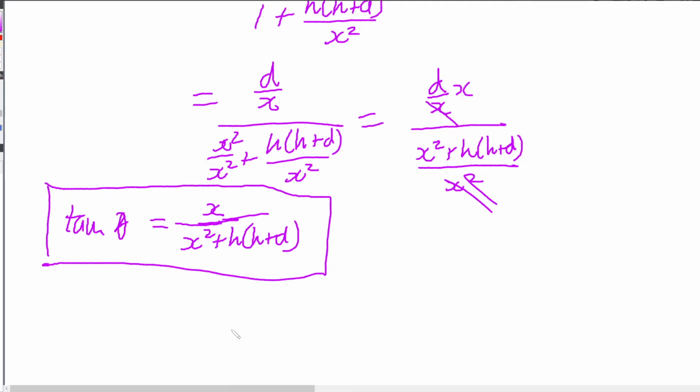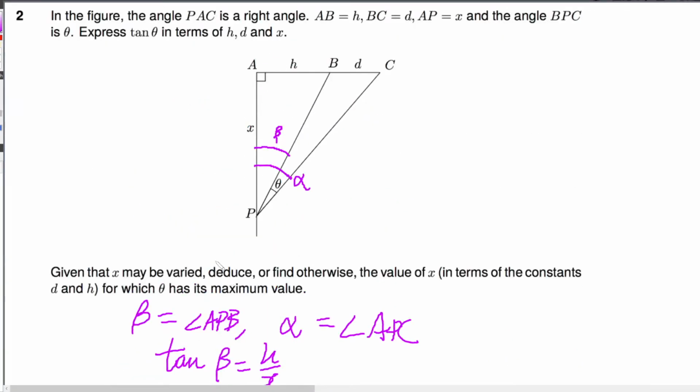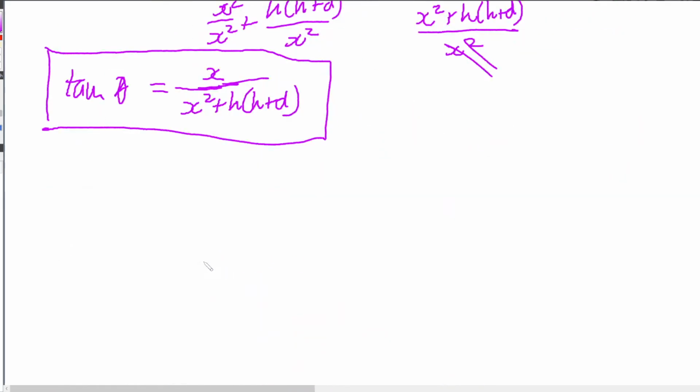To be honest, out of the Step 1 specimen paper, I thought this was one of the more straightforward questions, because it is not too demanding in any way. It needs a little bit of creativity to get going, but once you've gotten going, it's not very hard at all. So, tan theta is x divided by x squared plus h times h plus d, which is this constant term here.